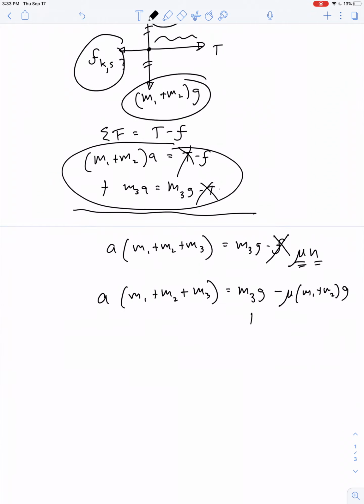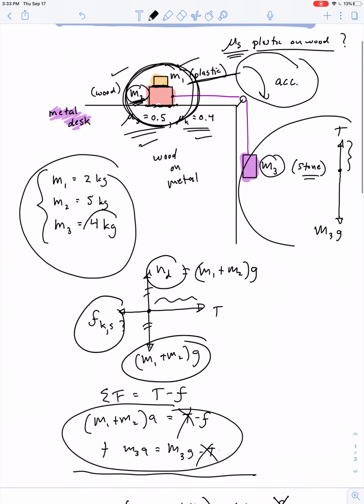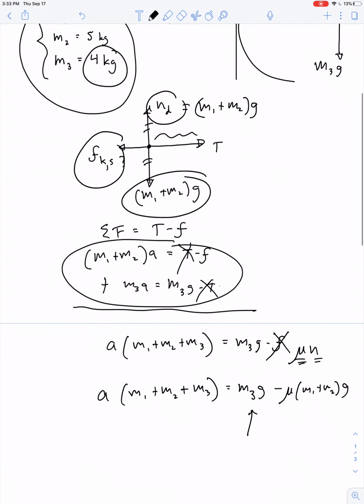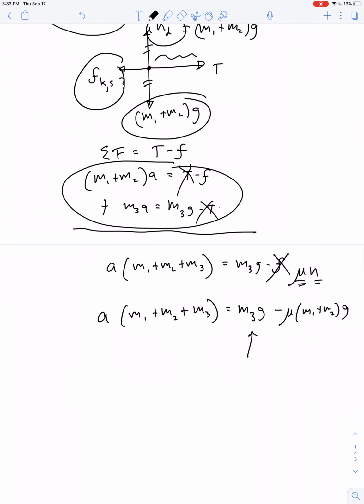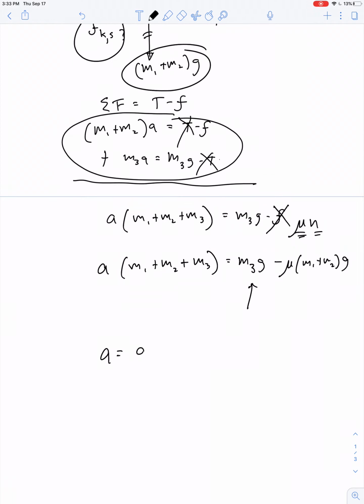All right, well, let's see here. m3 times g, that's 4 kilograms for m3, and g is 9.8. Well, let's just simplify this a little bit. a is equal to g times the quantity m3 minus mu times m1 plus m2 added together, and this is all divided by m1 plus m2 plus m3.